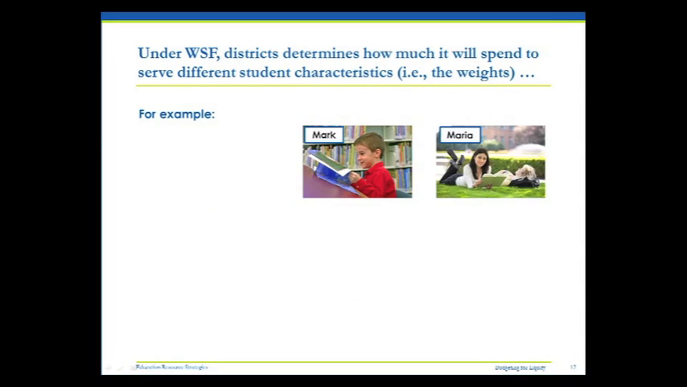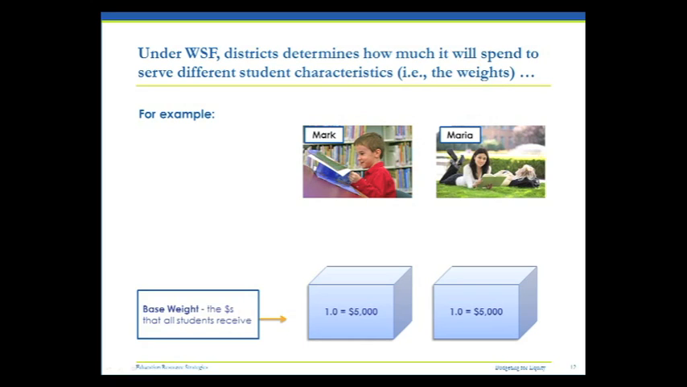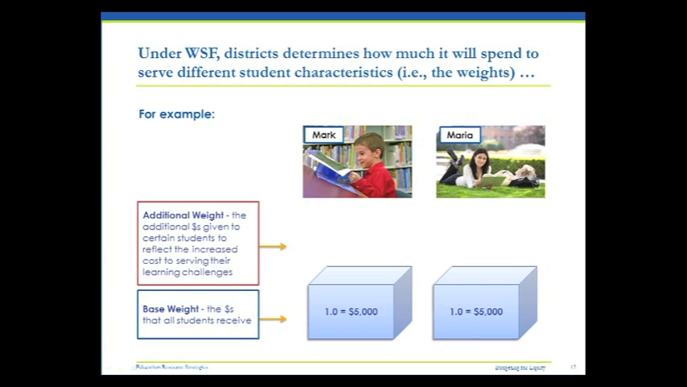Under a weighted student funding system, districts would figure out how much to spend to serve students that have different needs. That's what we mean by the weight. So in this case, every student would get $5,000. That would be the base weight. So every student in the system would get that regardless of what their needs were. And then there would be an additional weight added to reflect additional learning needs.